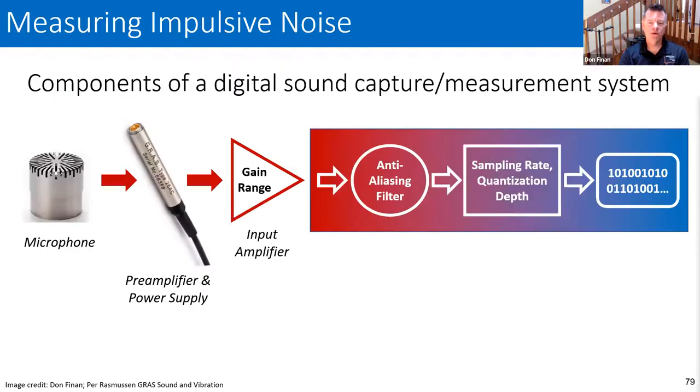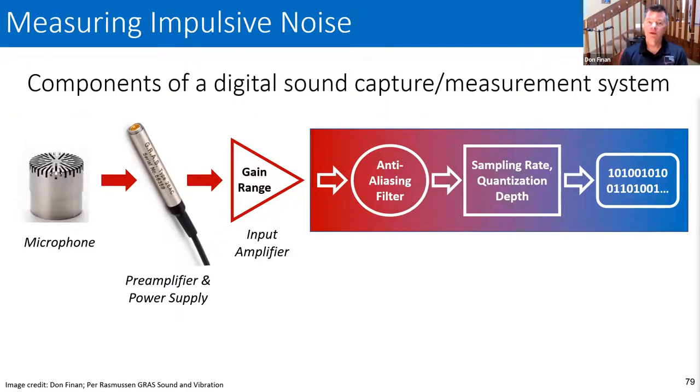So what are the components of a digital sound capture or measurement system? This is kind of a basic view of how a system captures a sound. We have a microphone. The microphone's used to capture pressure changes in the atmosphere, obviously, and that's connected to a preamplifier and a power supply. The preamplifier is going to take the signal from the microphone, and it's going to make it big enough that we can actually do something with it.